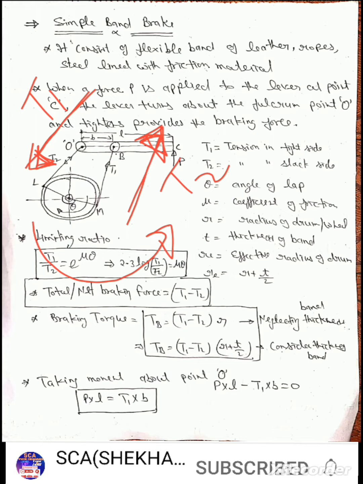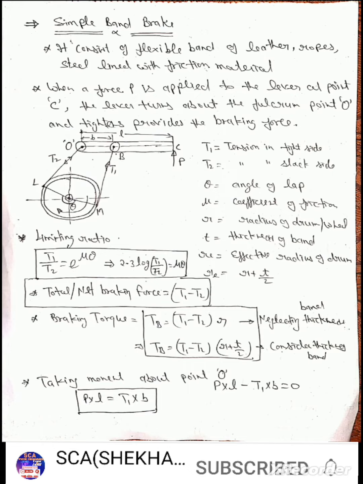Now in the simple band brake, first is the determination of the limiting ratio of tensions: T1 upon T2 is equal to e raised to the power mu theta. Here mu is the coefficient of friction and theta is the angle of lap of the band over the wheel. This is the angle of lap, this theta.